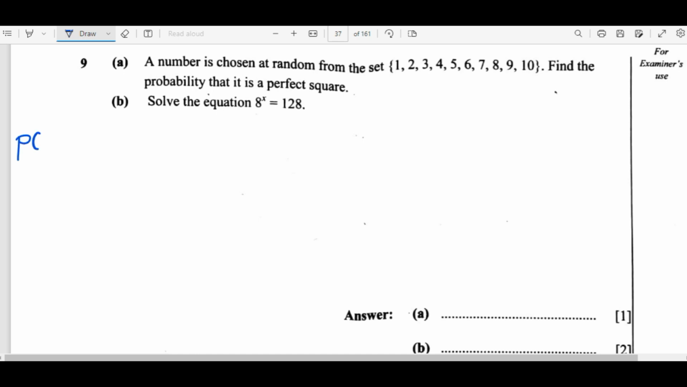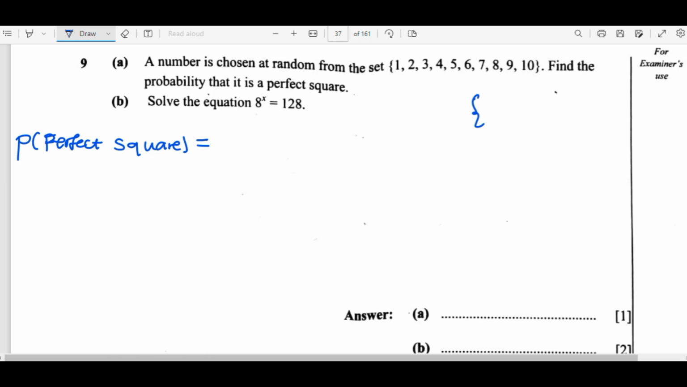So say probability of perfect square. So what are we going to do? First, we need to identify the numbers that we consider to be perfect squares. Now, the simple definition that I can assign to these numbers is numbers that we can find their square root without using a calculator. We can just say the numbers with a perfect square root.